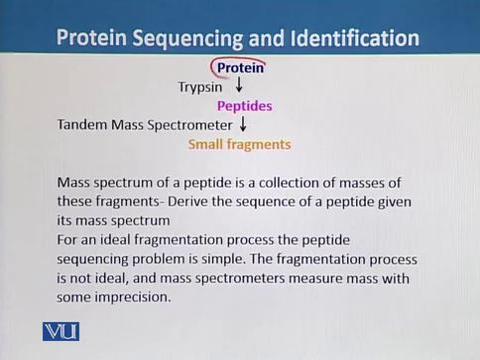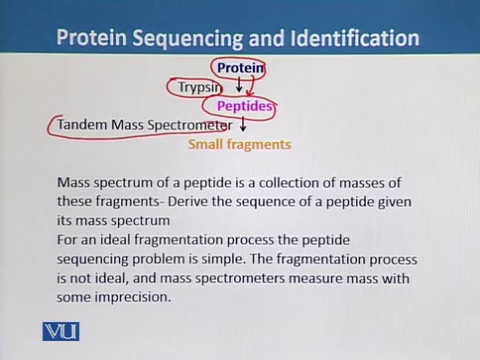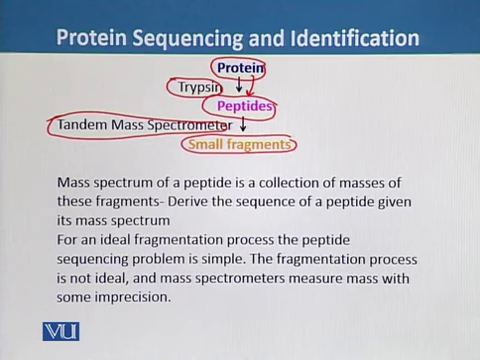For example, if we consider this protein and use the enzyme trypsin, the protein will be converted into small peptides. Then we use these small peptides in another machine known as the tandem mass spectrophotometer, and this machine breaks the peptides into even smaller peptides in a very short time, and it measures the mass of each of these small fragments. The mass spectrum of the peptide is the collection of the masses of these fragments. The protein sequencing problem is to derive the sequence of the peptide given its mass spectrum.